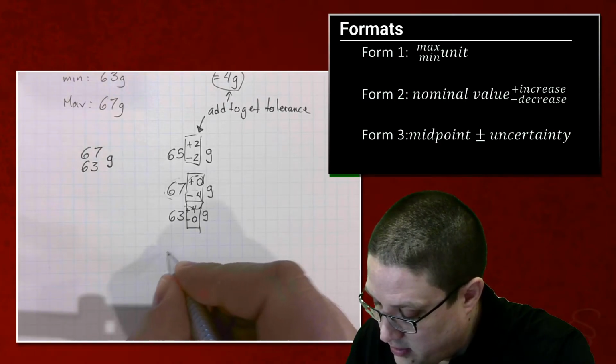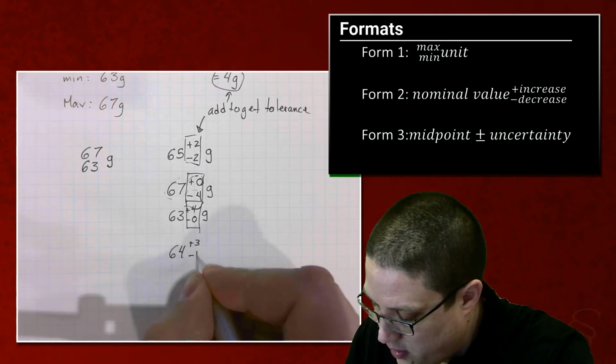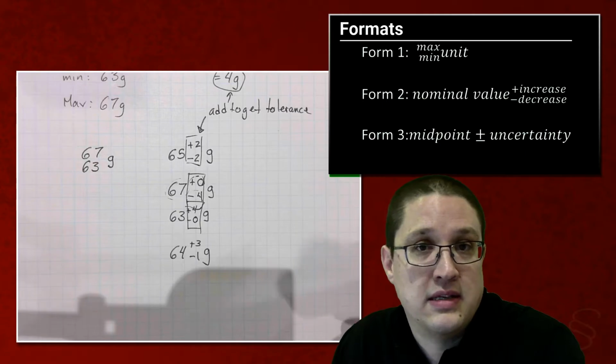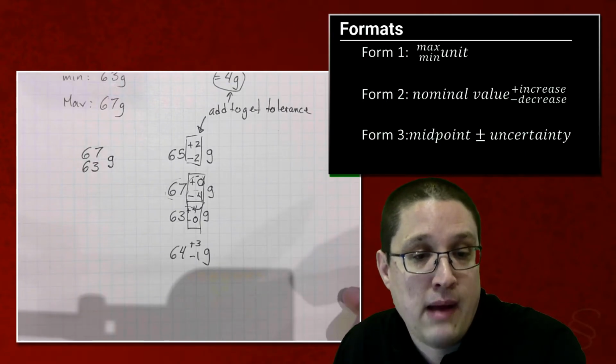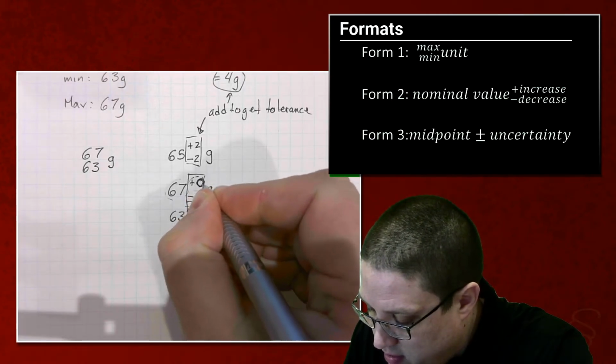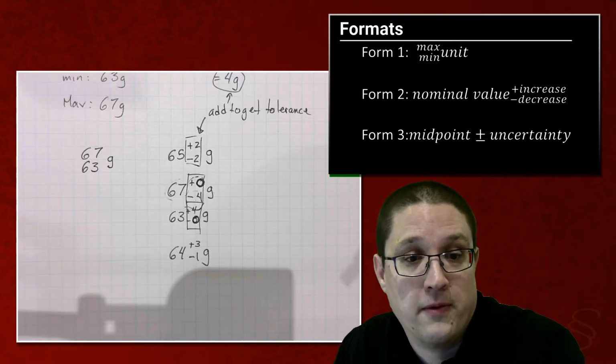I could do, for example, 64 plus 3 minus 1 grams. All of these mean the same thing. I treat it as little math problems. One thing to note is where the 0 is. That will give you some hints as to how this should work.